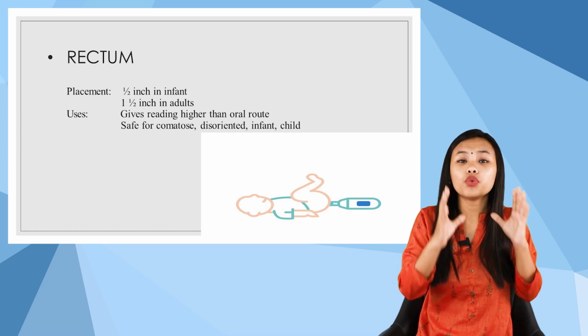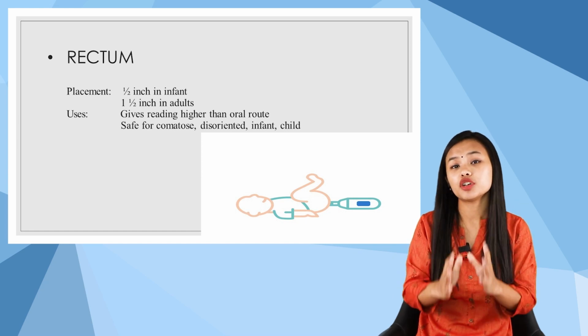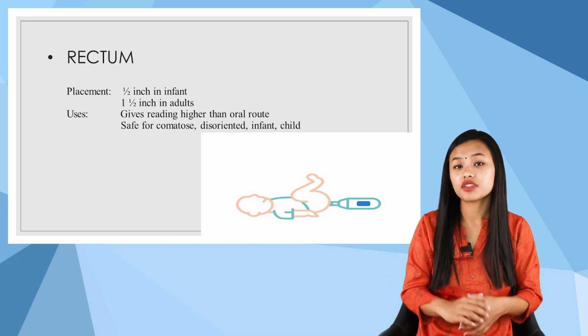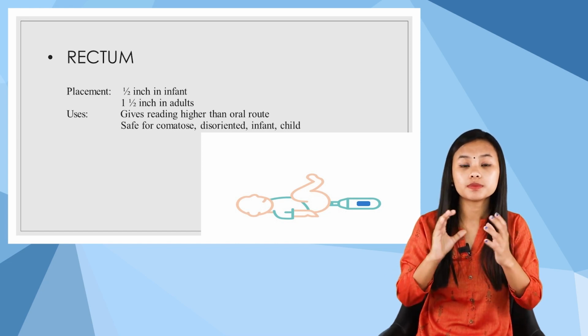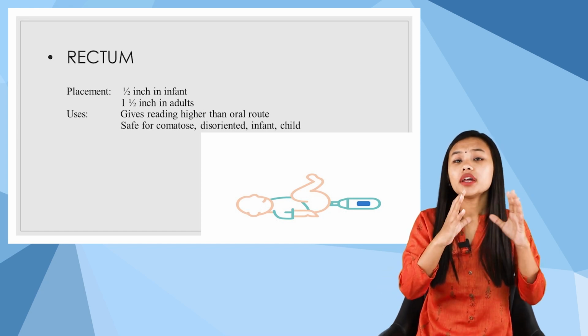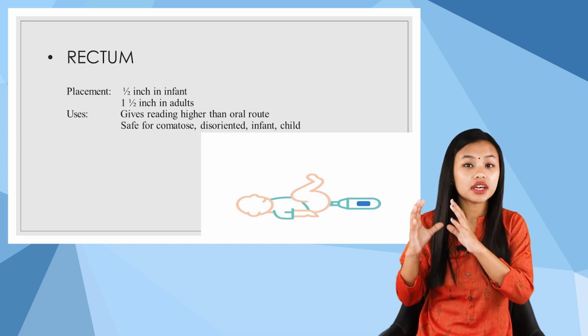Moving on to the second one, that is the rectum, right? So here, when you are assessing the body temperature of the client through the rectum, then you must make sure that you place the thermometer half an inch in the infant, whereas 1.5 inch in the adults, okay?